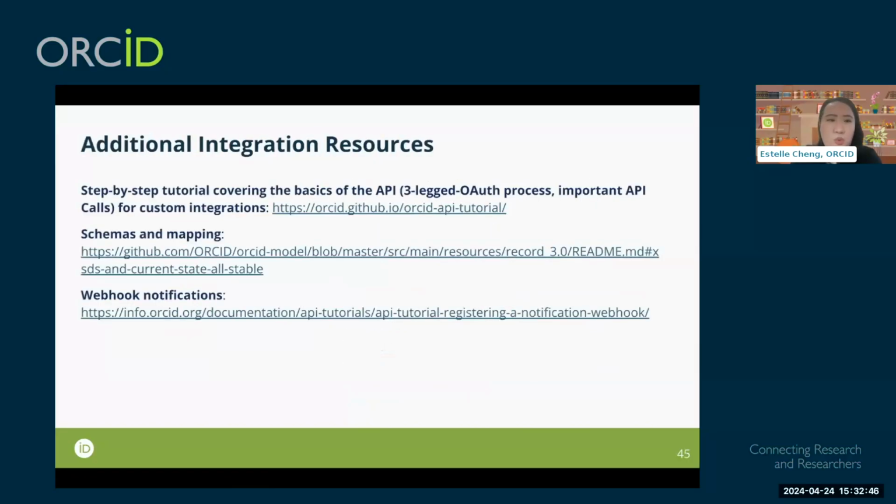There are some additional resources. They're more technical in a sense, but we will share them so you can follow up, for example, on the 3-legged process or some schemas. And if you are a premium member or a consortium member, you have access to another feature called webhooks, which may be of interest. Basically, it's a feature that allows your system to get a notification from the ORCID side if the researchers connected to your system have any changes in their ORCID records.